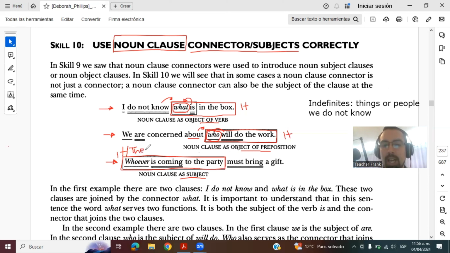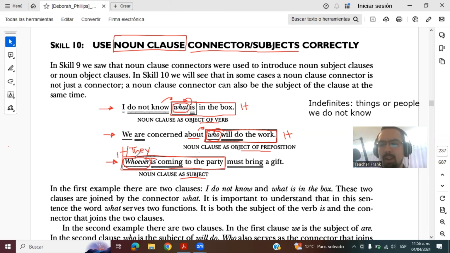So first, I have my verb, is coming. Who or what is coming? Whoever, right? Quien sea que venga o quien va a venir debe traer un regalo, right? And this is something that we could say typically, but we don't analyze the grammar, right? Whoever in this case is a subject for the verb is coming, and it's also a connector for the two verbs, is coming and must bring, right?